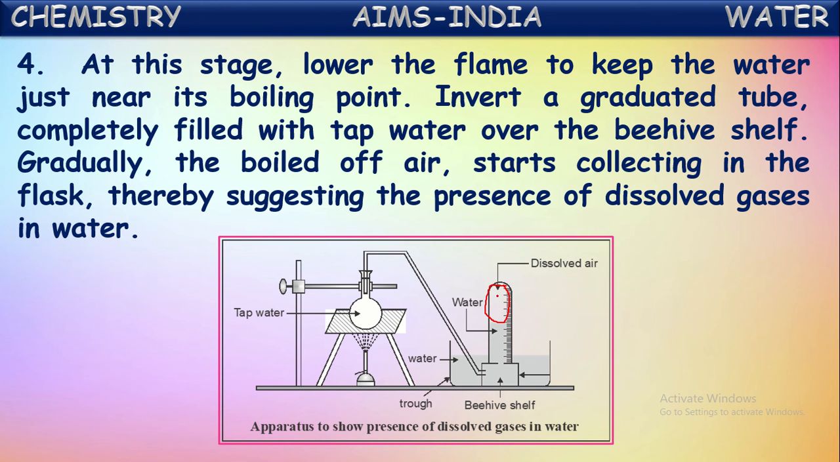So thereby it is suggested the presence of dissolved gases in the water. So from where is this gas coming? From this tap water. On heating this tap water, the gas dissolved in this tap water slowly comes out through this delivery tube and enters this inverted tube which is completely filled with water. So it is pushing down the water here and is collected over this water. Okay. In this way, this experiment proves the presence of dissolved gases in the water. Okay. Water contains dissolved salts as well as dissolved gases.